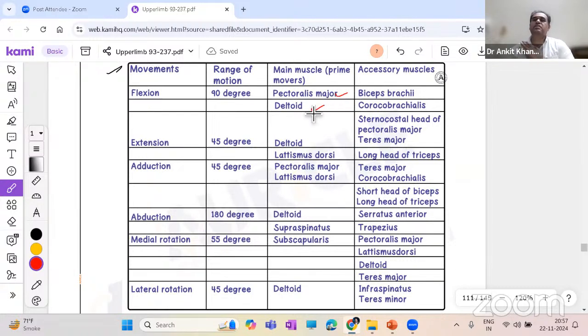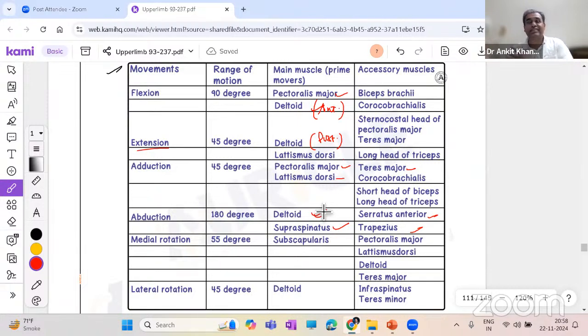Pectoralis major and deltoid. Pectoralis major is this, and deltoid anterior fibers, not the entire deltoid, but anterior fibers only. Let me write over here in brackets, deltoid anterior fibers. Extension is this movement. Here the deltoid posterior fibers will come in, not the entire deltoid, and the back muscle latissimus dorsi. Adduction is this, so the muscles which are pulling the upper limb: again pectoralis major, and from behind you have teres major, and latissimus dorsi also. Abduction again is supraspinatus, deltoid, then you have trapezius and serratus anterior, they will help in abduction.